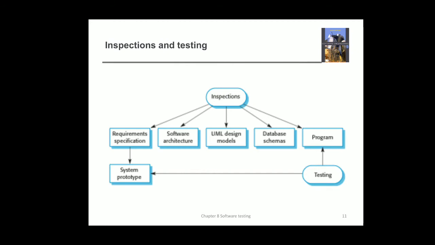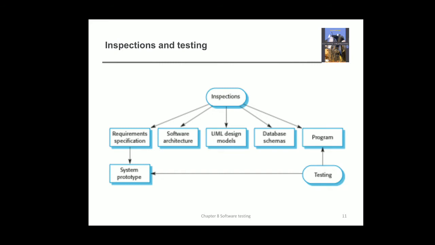This is the inspection process. Inspection can be applied to many phases of the development of an application. Inspection can be applied during the requirement specification phase, or it can be applied to a system prototype that is being built according to the requirement specification. Inspection is also carried out for the software architecture, UML design models, and database schemas that we are going to produce. Inspection can also be applied to the overall program that we are going to build. Right, so inspection has its application in multiple phases.